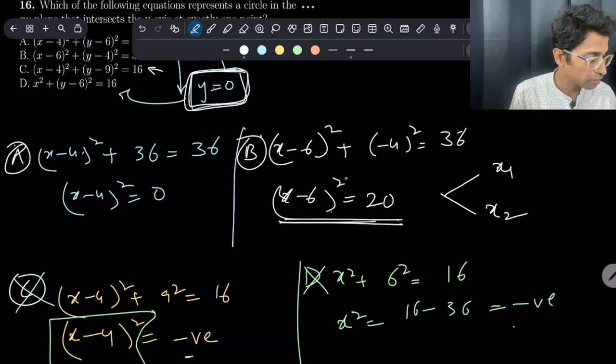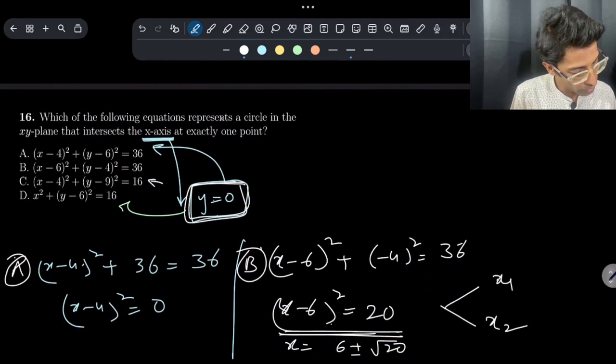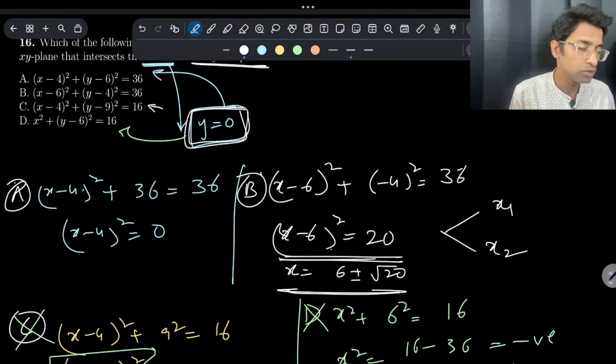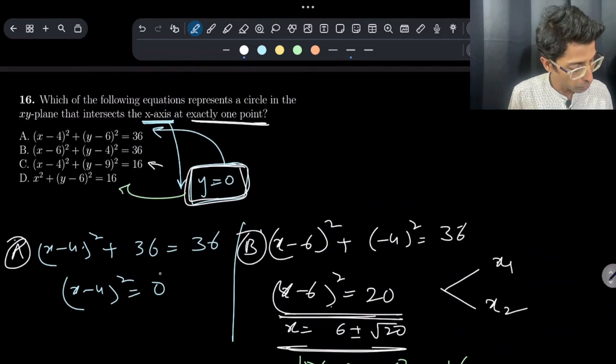So if you take this towards that side, it comes out to be square root of 20 plus or minus. So you will be getting x equal to 6 plus or minus root 20. But he is telling you that this circle intersects the x-axis at exactly 1 point. So we don't want two solutions for x. So the only possibility is here.